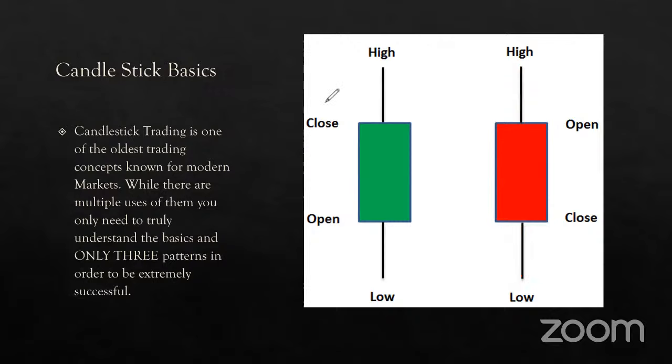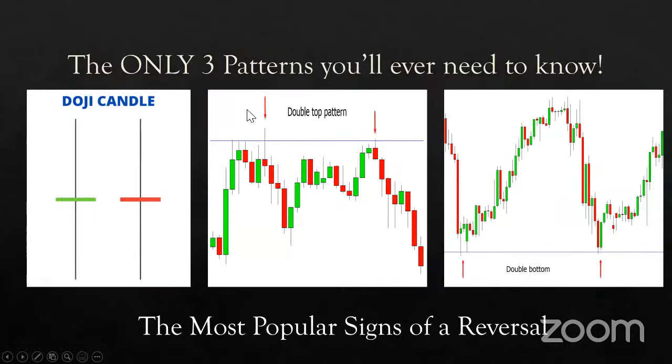Now, next. The only 3 patterns you'll ever need to know. Yesterday, during class 2, I talked about liquidity, right? And I talked about becoming the hunter and not the hunted. Well, if I want to become the hunter and not the hunted, these are the only 3 patterns you ever need to know. Again, this is going to require you to unlearn everything that you think that you know about the market. I wish you could just forget it.